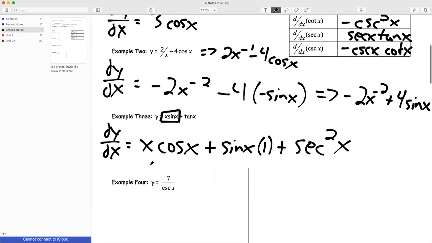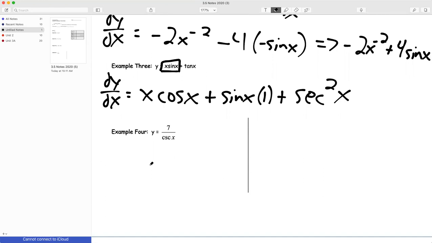Okay, well, in example 4, I'm going to do this 2 ways. The first way is the long way. I have 7 over cosecant of x. I'm going to use my good friend number 2, the quotient rule. The quotient rule is Lodi high minus Lodi low over low squared. So I've got cosecant of x times the derivative of 7, which is 0, minus the high, which is 7 times the derivative of cosecant of x.